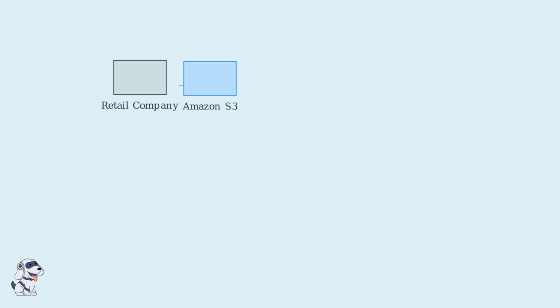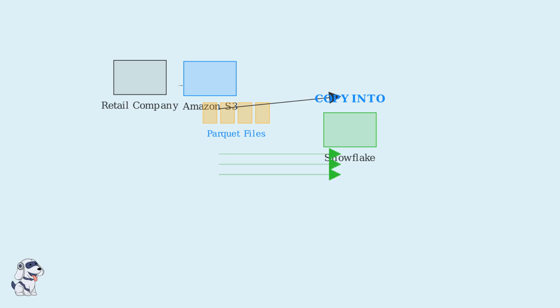Consider a retail company that needs to load daily sales data into Snowflake. The data is stored in Amazon S3 as Parquet files, which are efficient for analytics. Using the copy into command, the company loads these Parquet files into Snowflake tables. The process handles the bulk data efficiently through parallel processing.